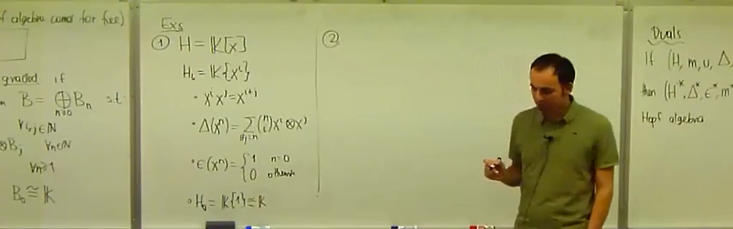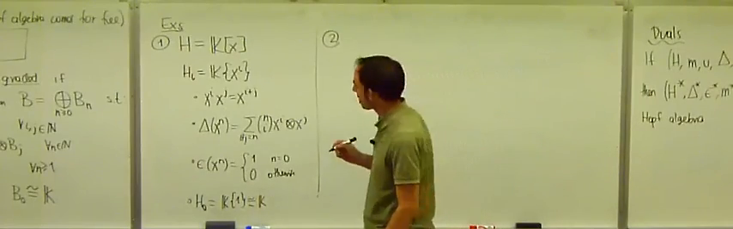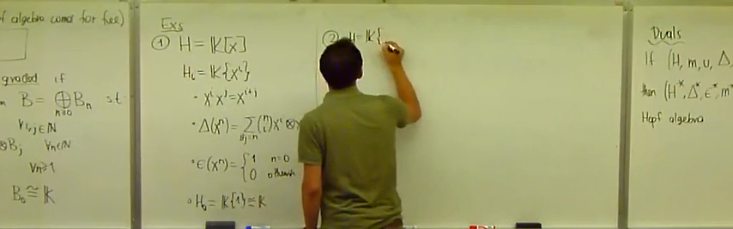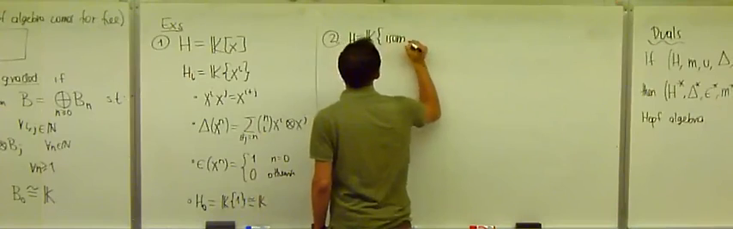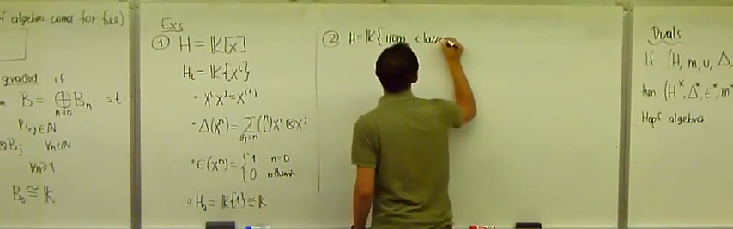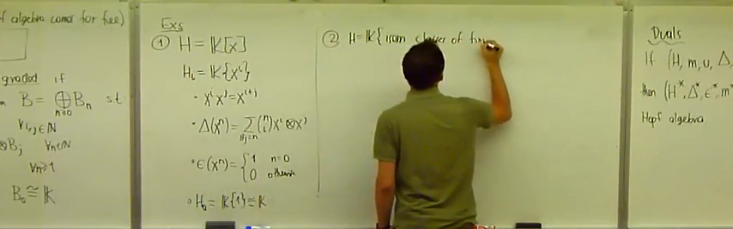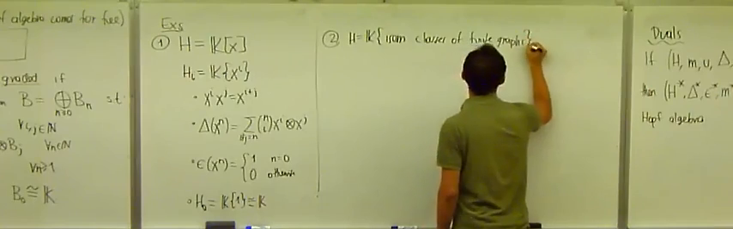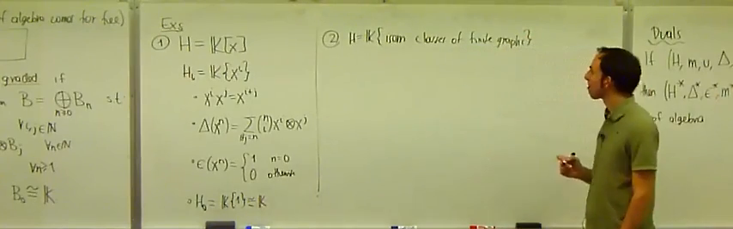Let's do a more interesting example. Let's say that we consider the bialgebra of isomorphism classes of finite graphs. Okay?